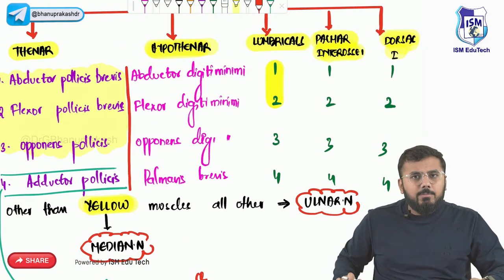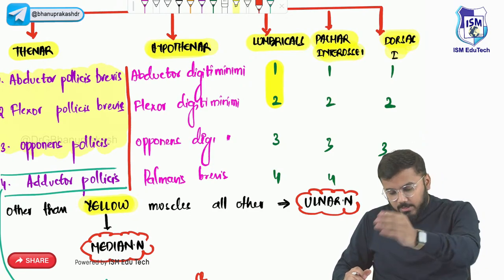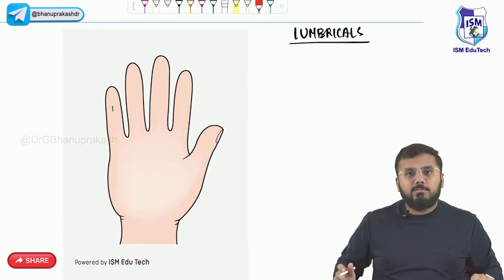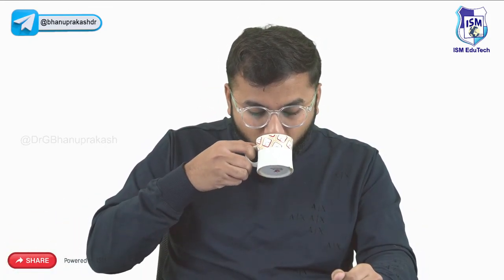Next important thing is what are the functions of thenar muscles? I have already told you. What are the functions of hypothenar? I have already told you. Now let us enter into the functions of lumbricals, palmar interossei, as well as dorsal interossei. Coming to lumbricals, when we discussed the forearm in the previous class, I told you two muscles are there, right? These two muscles have four tendons each. One muscle's tendons get attached to the middle phalanx, the other muscle's tendons get attached to the distal phalanx. What is this muscle now? Tell me. I'm waiting for your comments. You remember this thing, guys? You remember?